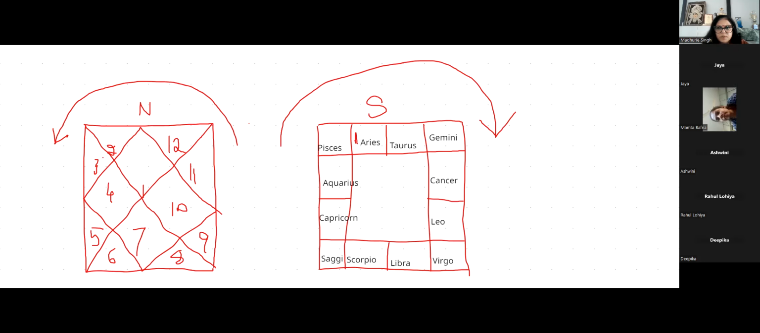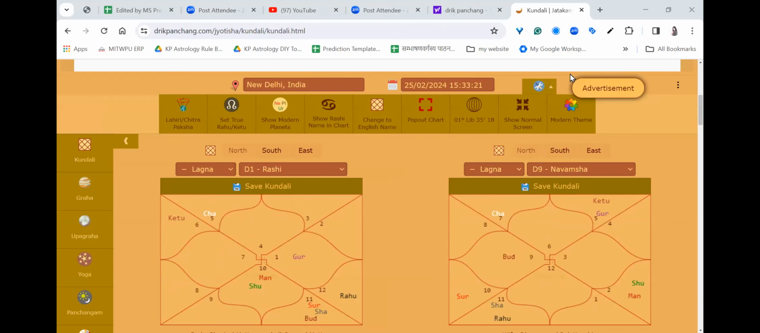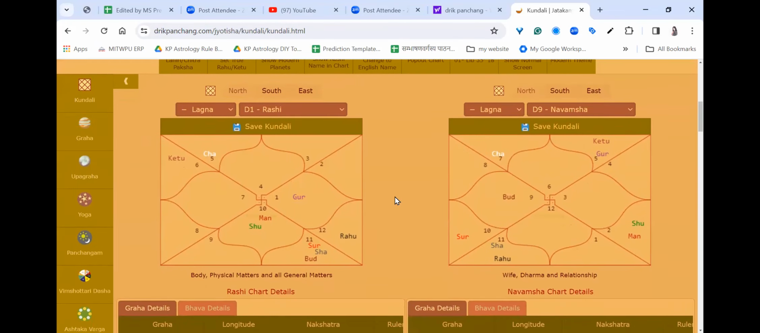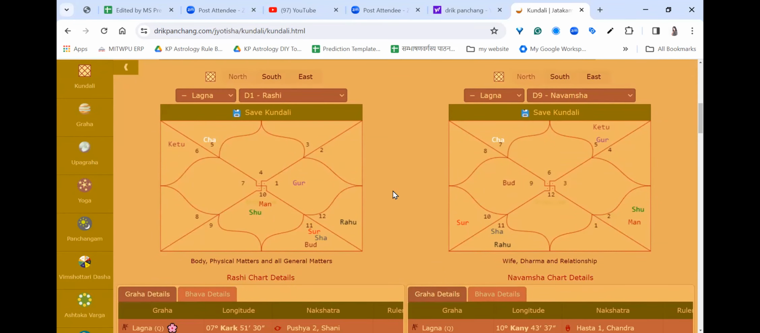Let me see if I can make a Kundali from here. Can you see? So this is what you must be seeing in your apps also, right? Don't depend on the one that I have created. Use Drik Panchang to create the chart right now.